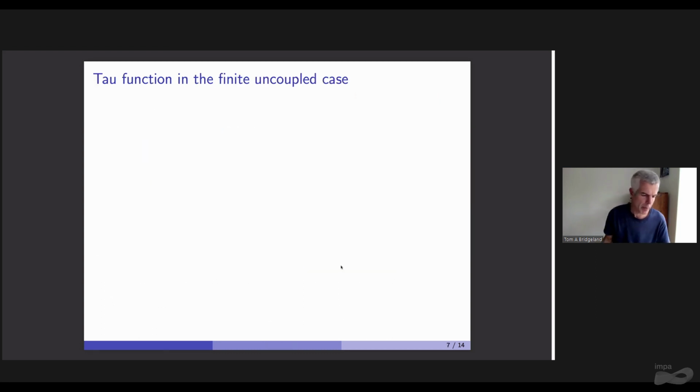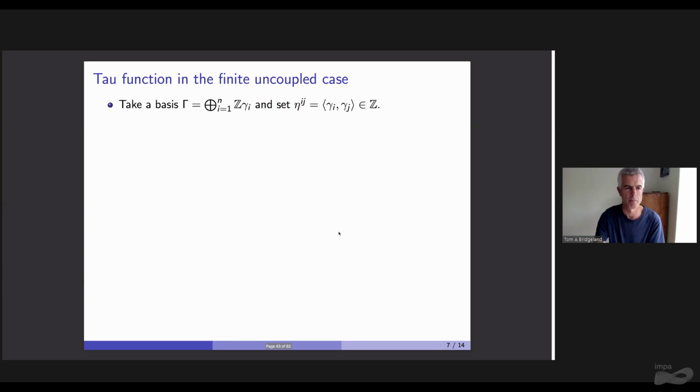Okay, and there is some way to encode this solution in this finite uncoupled case. It does not generalize to the coupled situation, but it's interesting because it makes contact with the topological string partition function. So I'm going to say that here. I should also say that the name tau function is a terrible one, which I apologize for. And I won't go into why I chose that name, but it would be better if it hadn't been called that.